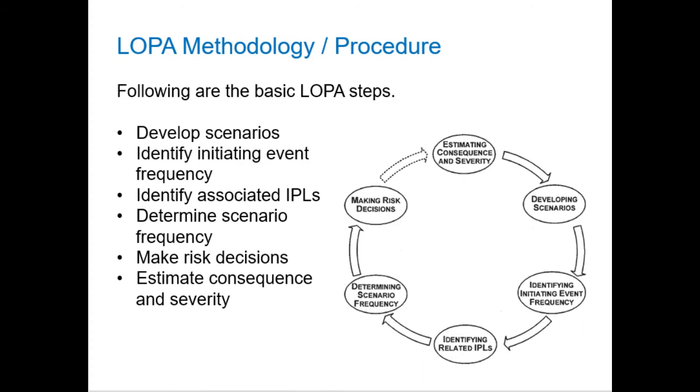In other words, the LOPA procedure can be elaborated as follows. Define and document risk acceptance criteria. Define the consequence and severity of the impact event, usually taken from HAZOP or Process Hazard Analysis (PHA). Identify initiating events and their associated frequencies. Select initiating event. Identify IPLs and their associated probability of failure on demand (PFDs).